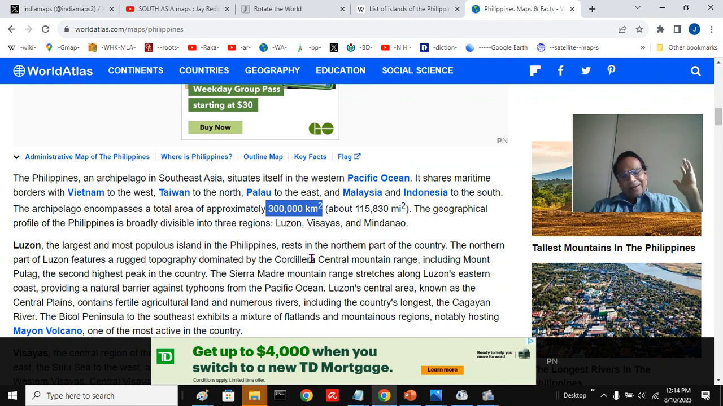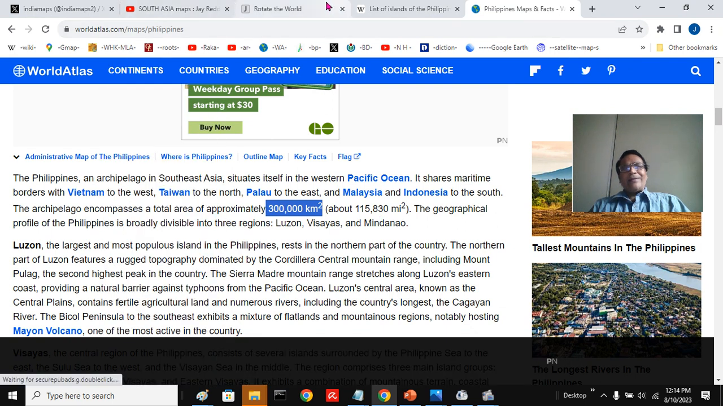America today has around 333 million people, and the Philippines around 110 or 120 million people. That means 3 times more people in the United States today.